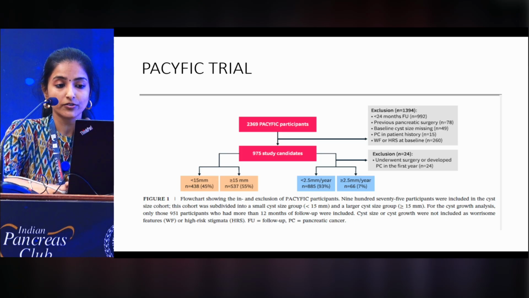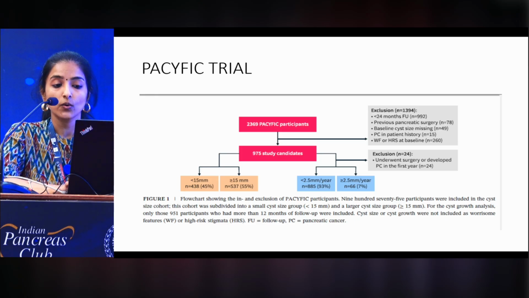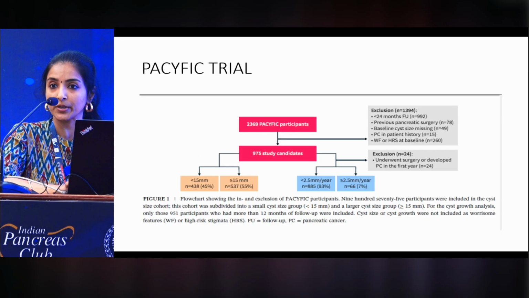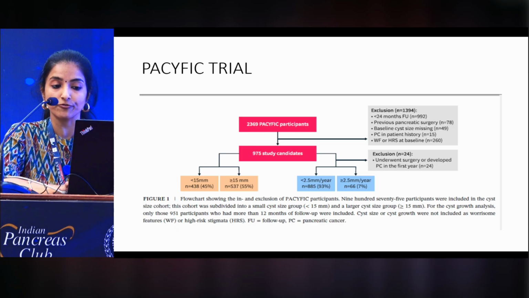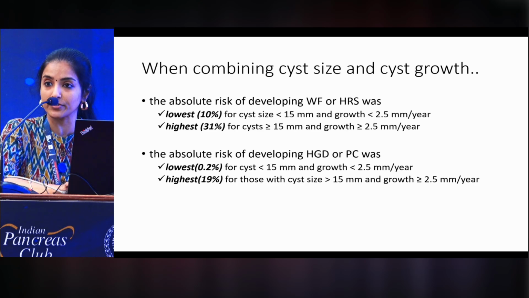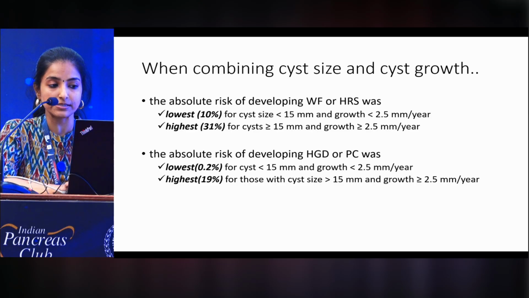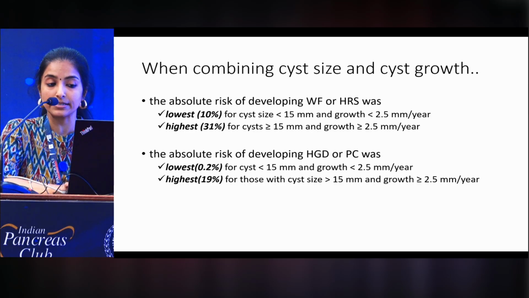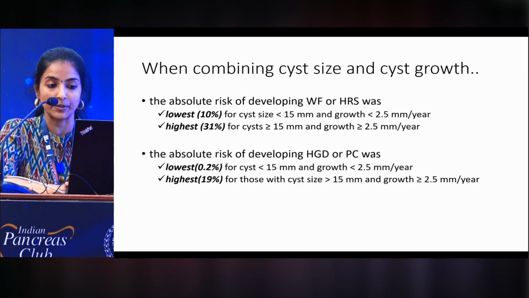This is another trial which has actually come out in 2024, called the Pacific trial. It was conducted across 8 centers, where they looked at patients who were grouped into 4 categories depending upon the combinations of cyst size of 15 mm and cyst growth rate of 2.5 mm per year. The highest risk of worrisome features and high-risk stigmata was when the cyst size was more than 15 mm and the growth rate was more than 2.5 mm. Similarly for malignancy, the risk was highest at 19% when the cyst size was more than 15 mm and the growth rate was more than 2.5 mm.